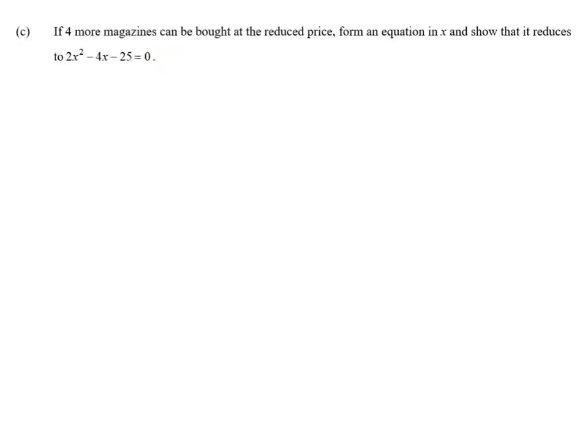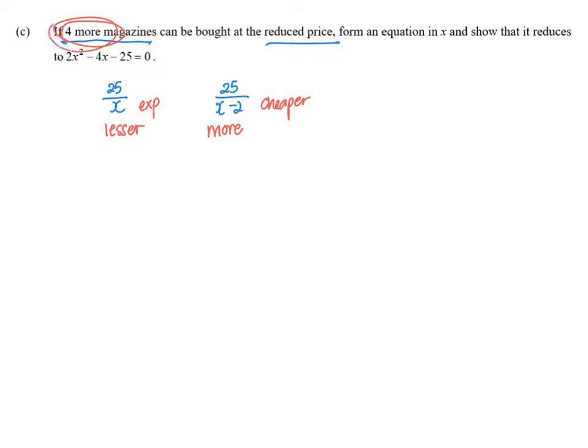Next part of the question says that 4 more magazines can be bought at the reduced price. So let's take a look at the number of magazines that we have. The original number of magazines that we can buy is 25 over X. This is when the magazine was more expensive and hence I can get a lesser number of magazines compared to when I buy it at the reduced price 25 over X minus 2. This is cheaper, so in that case I can have more magazines. How can I link this to an expression such that I can have 4 more magazines? 4 more. So that means the difference is 4.